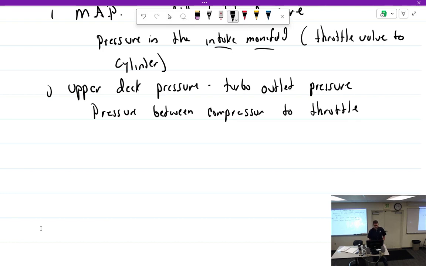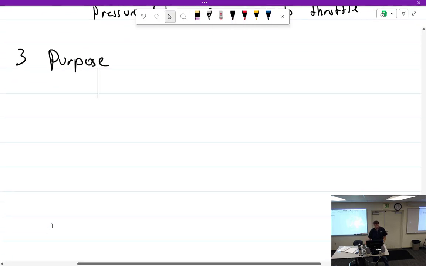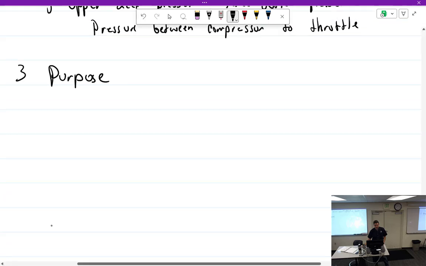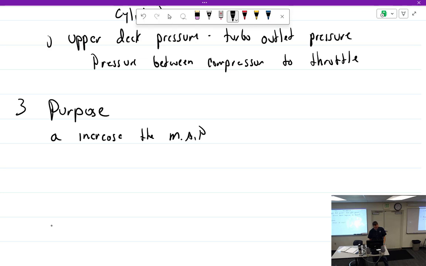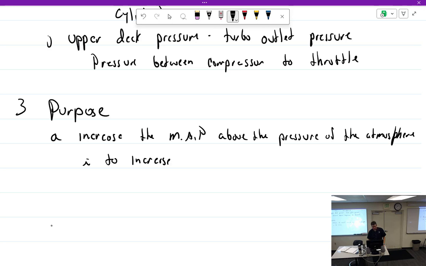All right, purpose. Purpose of all of this stuff. Purpose is to increase the manifold absolute pressure above the pressure of the atmosphere, and the reason why is to increase horsepower.